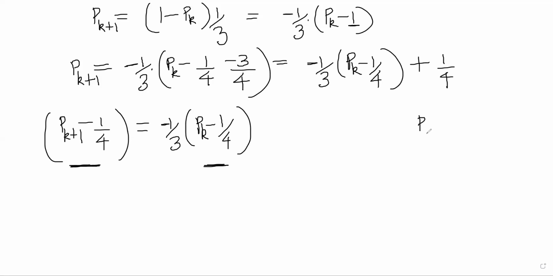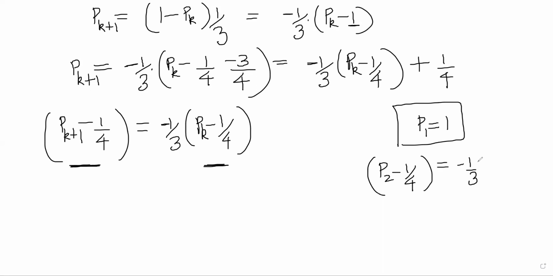So if you say P1 was 1, this is an initial condition. Why is this true? Because the question itself had said that the first week the code used was A. So the probability P1 will have to be 1, right? So if P1 is 1, then you will get P2 minus 1/4 is equal to minus 1/3 into (1 minus 1/4). And therefore, you get minus 1/3 into 3/4, this is minus 1/4, and you get P2 minus 1/4.